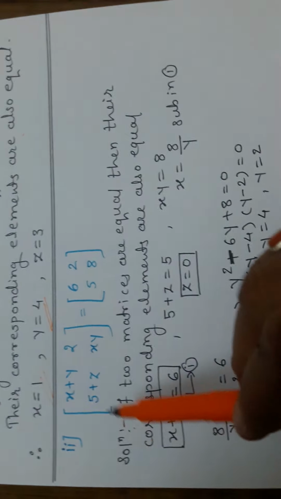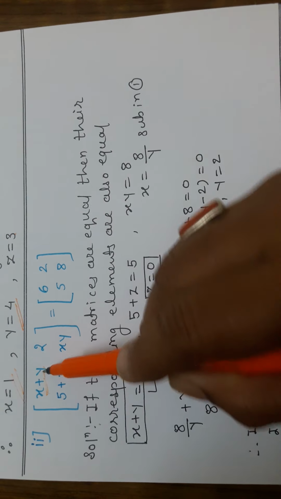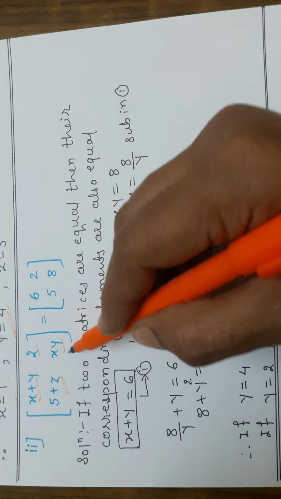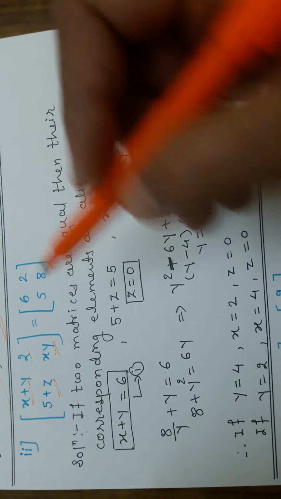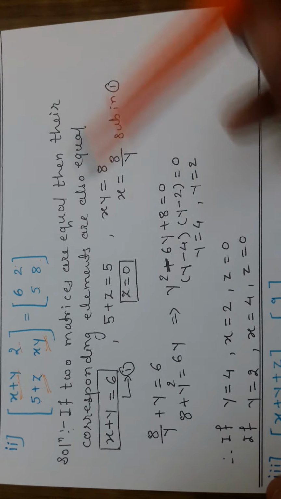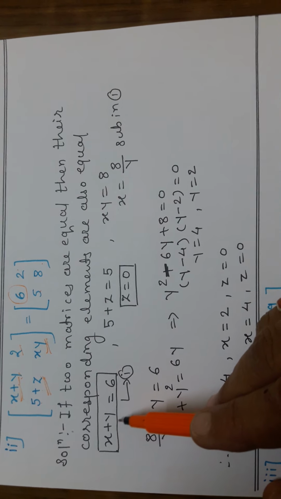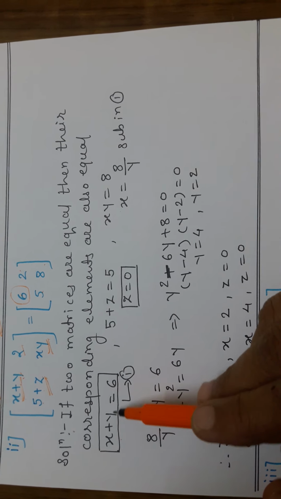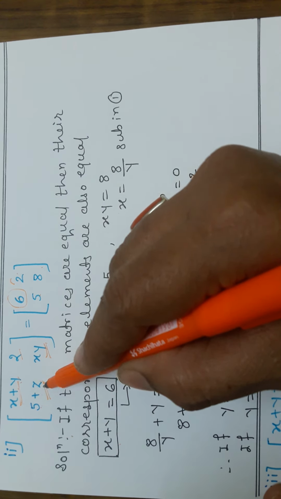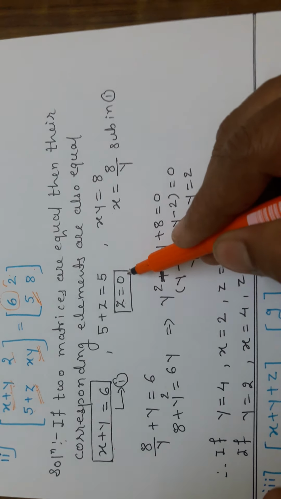Second problem, in the first matrix they had given x plus y as the first element, 2 as the second element, 5 plus z as the third element and xy as the fourth. Here it is 6, 2, 5, 8. If the two matrices are equal, then their corresponding elements are also equal, we know. So x plus y is equal to 6. But here both are variables, so we can't find the value of x or y. In the third element, 5 plus z is equal to 5, so obviously z is equal to 0.